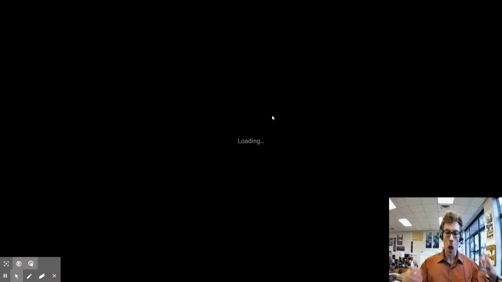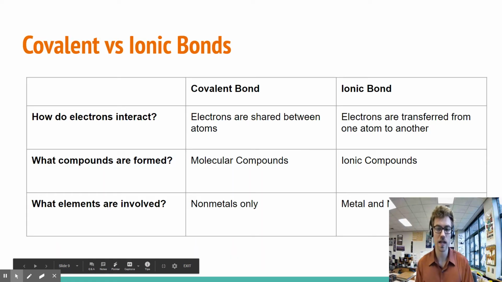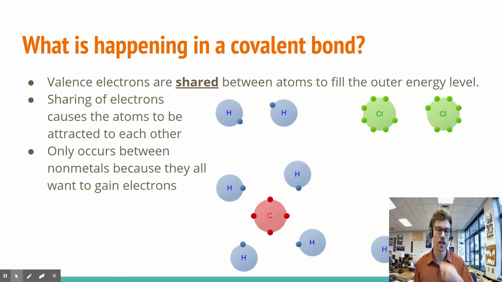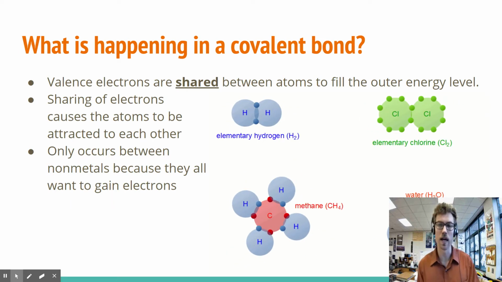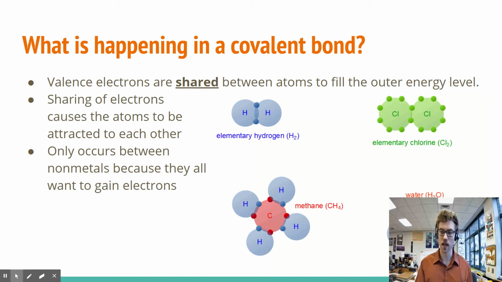Okay, so a molecular compound, or one that's held together by covalent bonds, is going to be your non-metals only. For an ionic bond, it's going to be both metals and non-metals. All right, so let's talk a little bit more specifically about what's actually happening here for a covalent bond. Again, I said that valence electrons were going to be shared between atoms to fill their outer energy levels.